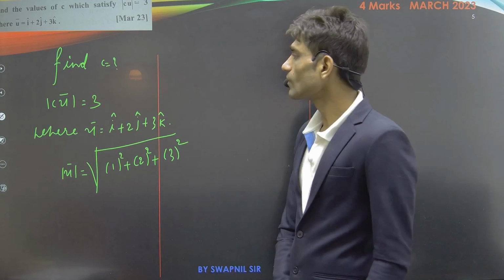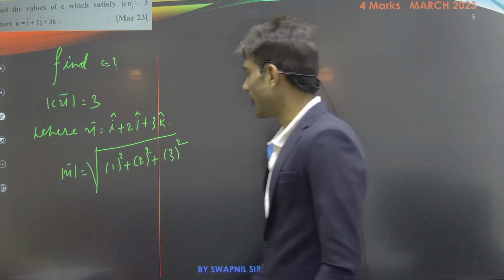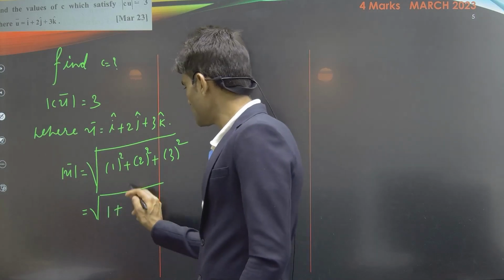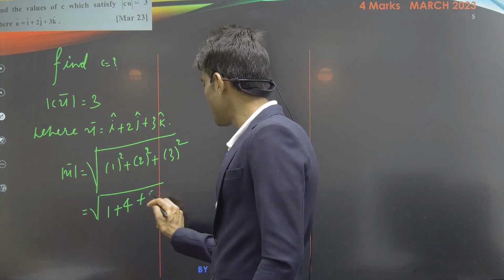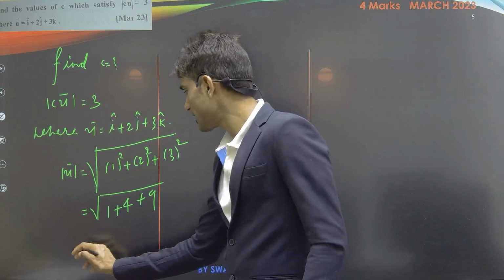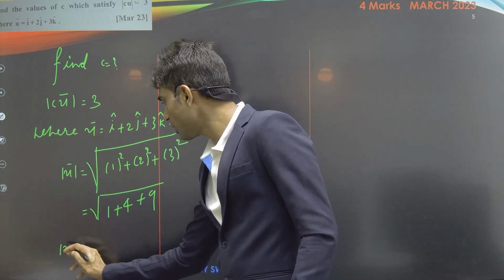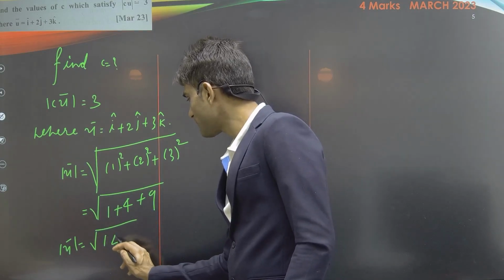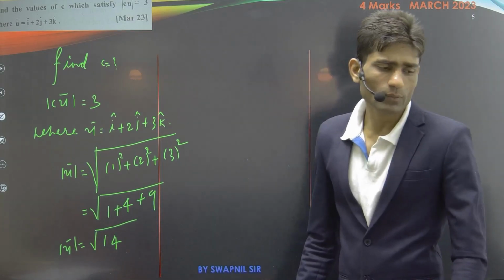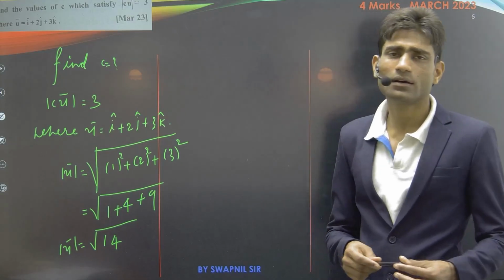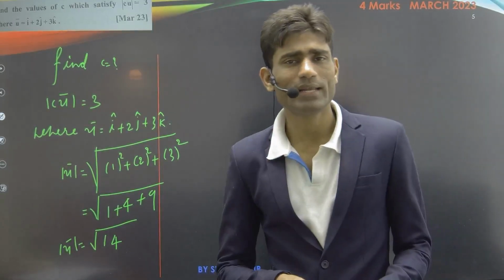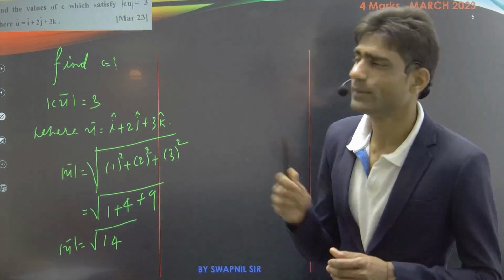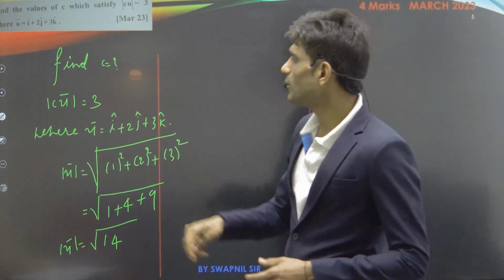So we'll get the modulus of u bar: 1 plus 2 squared, which is 4, plus 3 squared, which is 9. So modulus of u bar is equal to the square root of 14. Square root of 14 is not a perfect square of any number, so keep that as it is. We do not want the answer in fraction format. So I got the modulus of u bar.